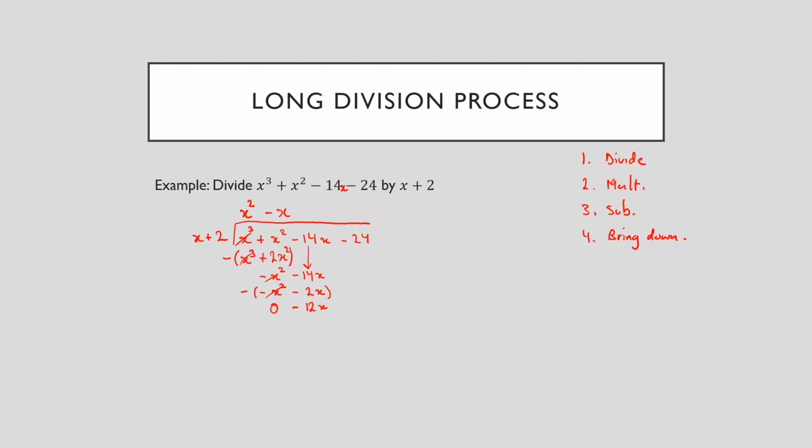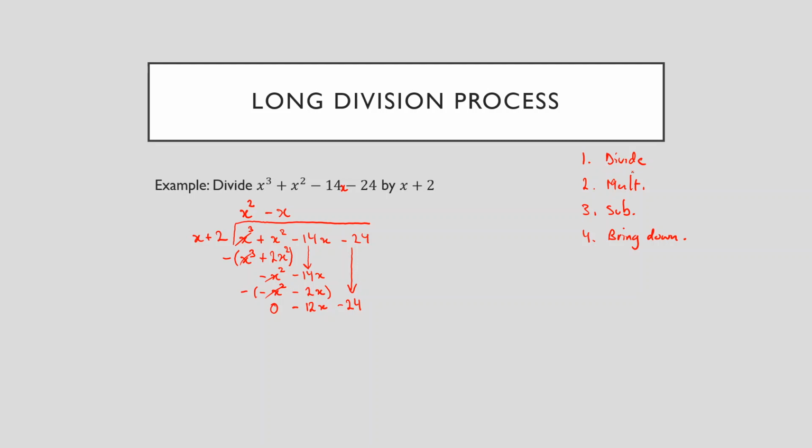Finally, step 4 is bring down the next term in line. So the next term in line is minus 24. We're going to bring it down. We're going to write it in line with what we're up to. Okay? And we repeat one more time.